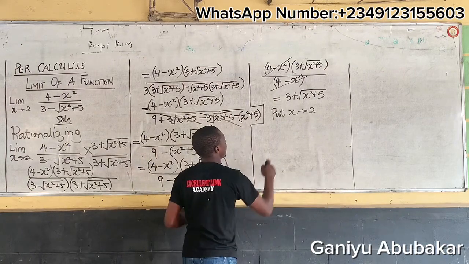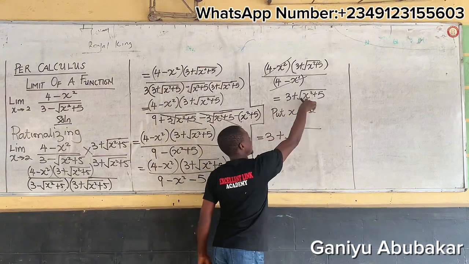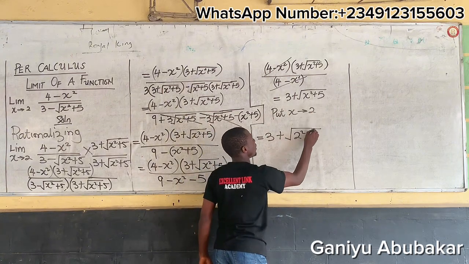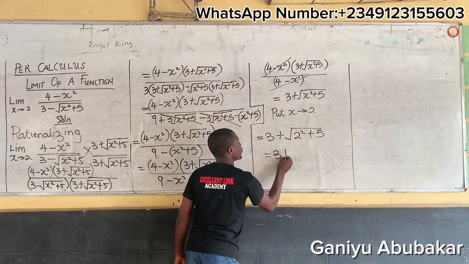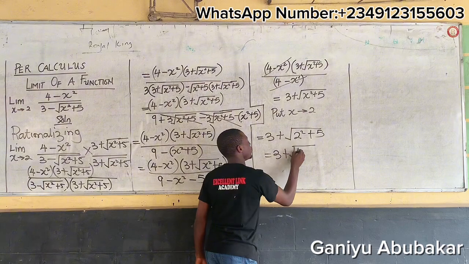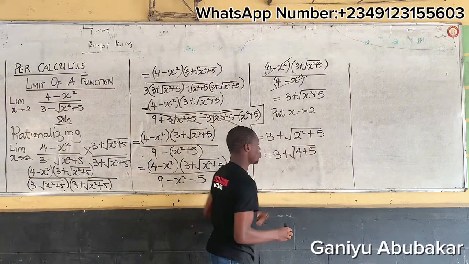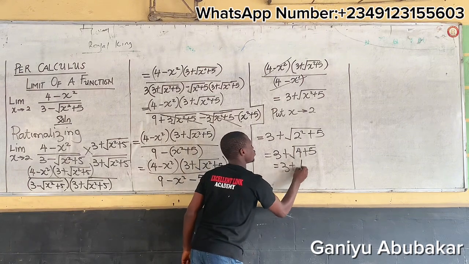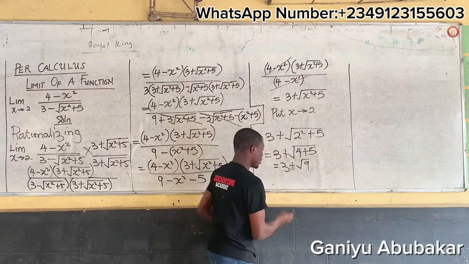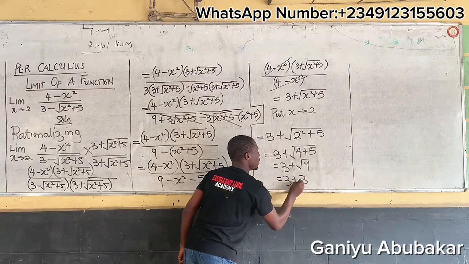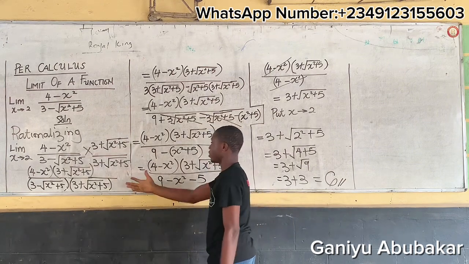So this becomes 3 plus root, what's x there? That's 2. 2 squared plus 5. This is now equal to 3 plus root, 2 squared is 4, plus 5. I have this. Combine these two. This becomes 3 plus root 9. Of course, root 9 is 3. So I have 3 plus 3, which gives 6. So the answer to this question becomes 6.